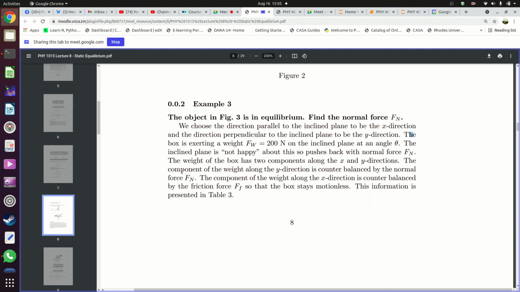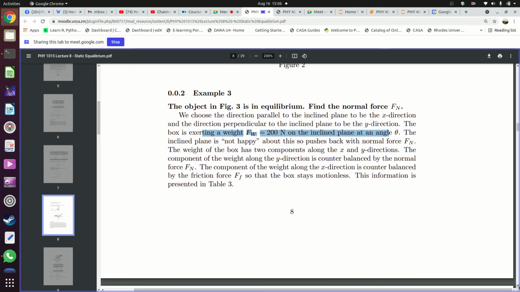The box exerts a weight of 200 newtons on an incline at an angle theta. The incline is not happy about this, so it pushes. That's where the normal force comes in. The weight of the box has two components, in the x and y directions. The component of the weight along the y direction is counterbalanced by the normal force. The component along the x direction is countered, so the box stays motionless. This information is presented in that table like this.